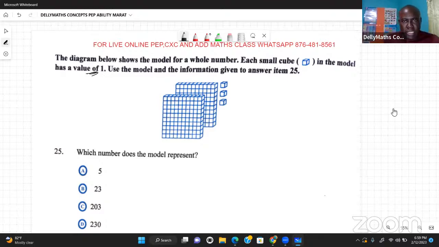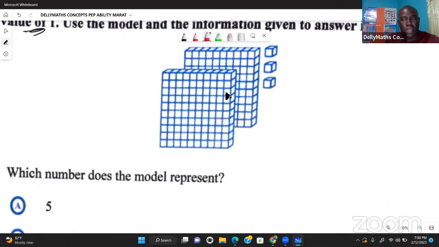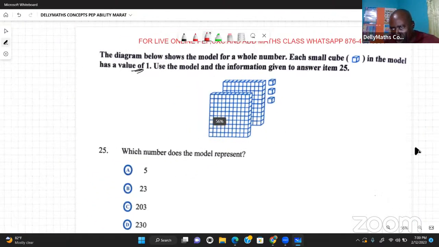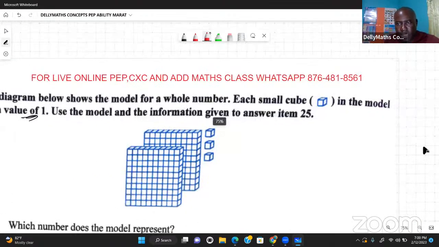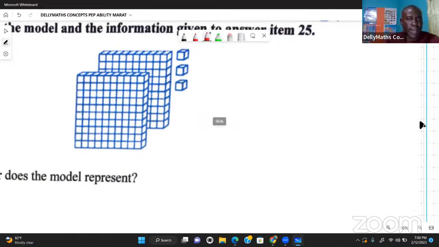Now, if every one of these is 1, let me blow it up to see what we can represent. So I'm blowing this up big, right? Let me put it where I want it right there. Then I blow it up a little bigger. Let's go a little bigger. All right, maybe that can work right there.